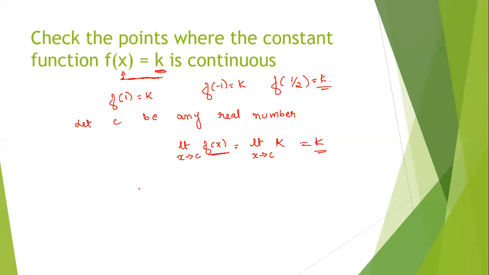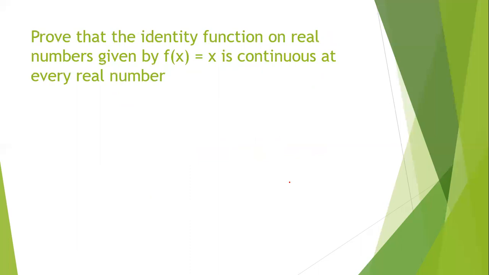Even if I take the functional value at x is equal to c, at any point the functional value is k. So here also we get k. And this is equal to our limit. So we say for any real number c, the function f is continuous. Okay, the function f is continuous for any real number. Or you can say at every real number, the function is continuous.